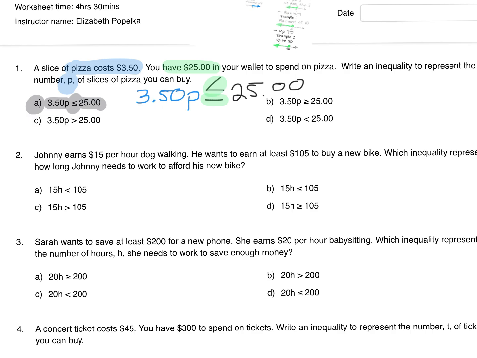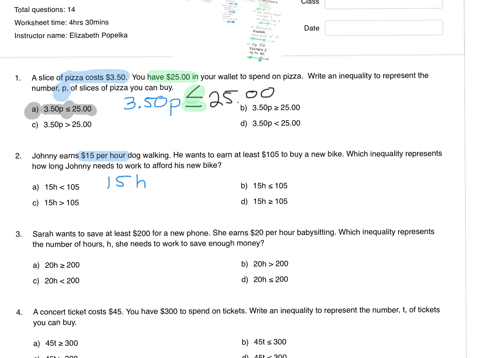For example number 2, it says Johnny earns $15 per hour of dog walking. So every hour that he walks a dog, he makes $15. So that is going to be 15 times H, because it told us to use the letter H for all of our options. And he wants to earn at least $105. So that means he would be okay. That at least means the smallest amount that he wants to earn.